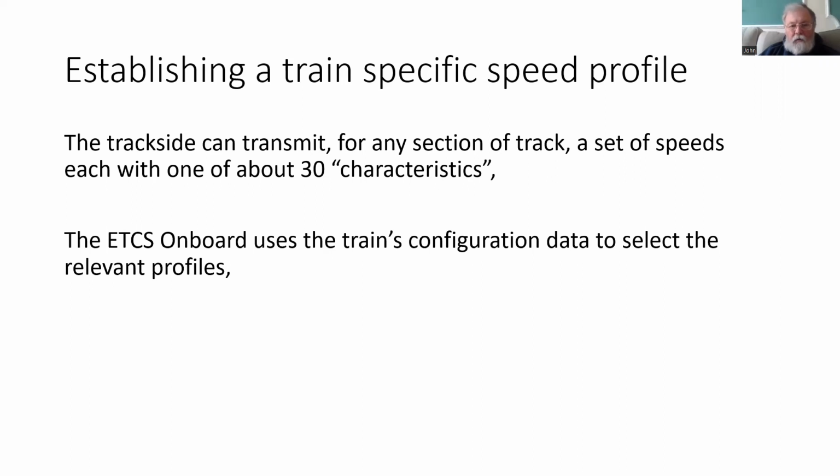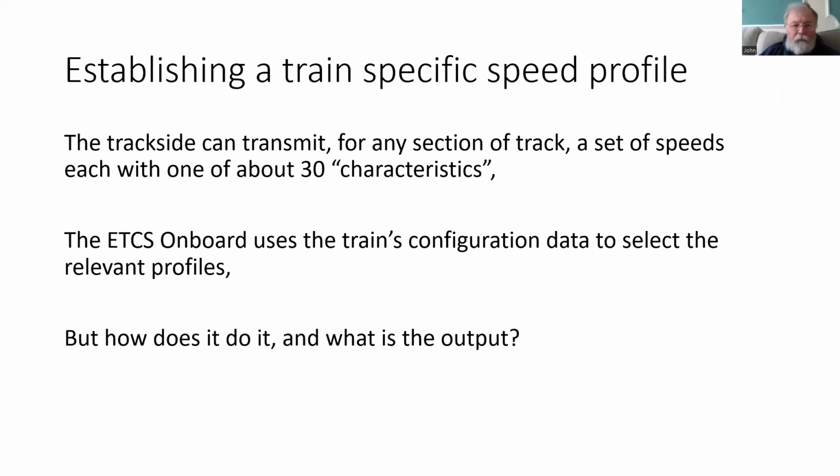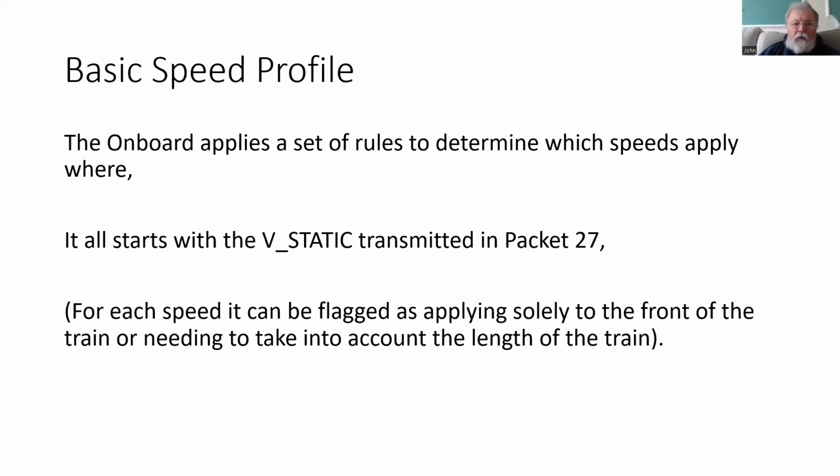The ETCS onboard looks at its on-train configuration data, either supplied by the driver or as part of the maintenance setup, and from that information selects all of the profiles which could be relevant to the train. So how does it do it? What's the logic, and what does it generate? Well, the rules that are applied by the onboard start using the static speed profile. And V static is the basic speed profile. It has to be applied for the whole length of the movement authority, and it's transmitted as part of packet 27.